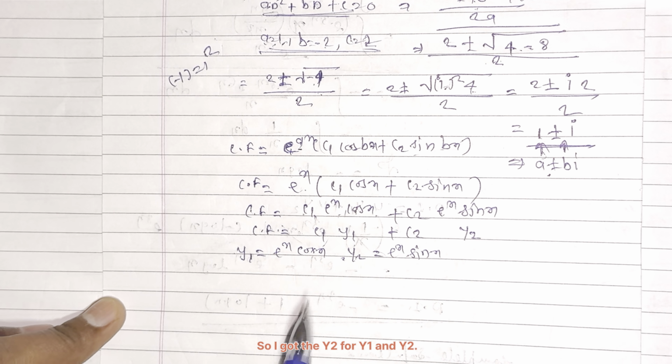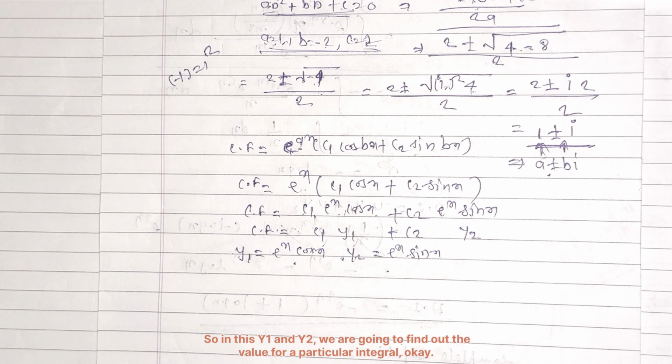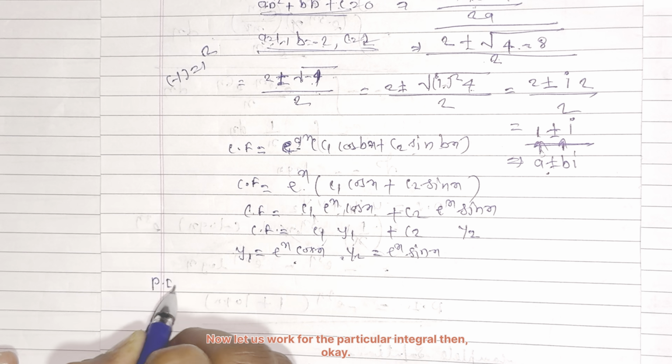This one is y2. Okay, so I got the value for y1 and y2. Using this y1 and y2 we are going to find out the value for the particular integral. Now let's work for the particular integral then.